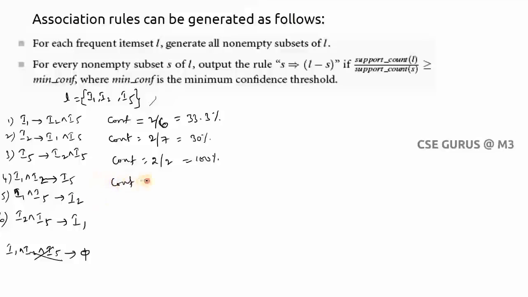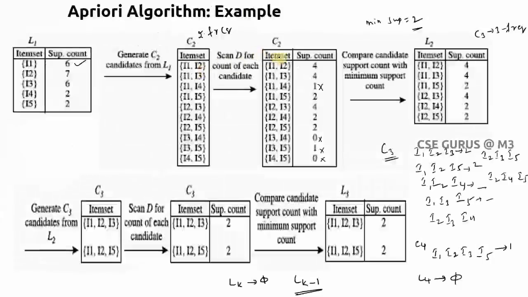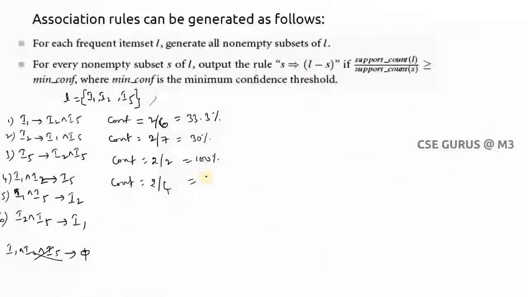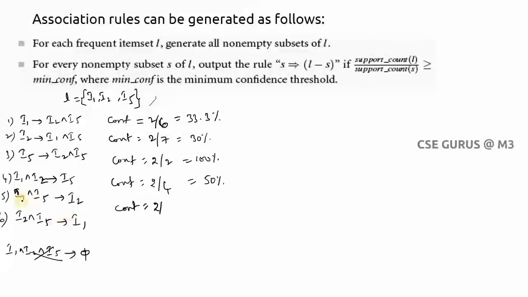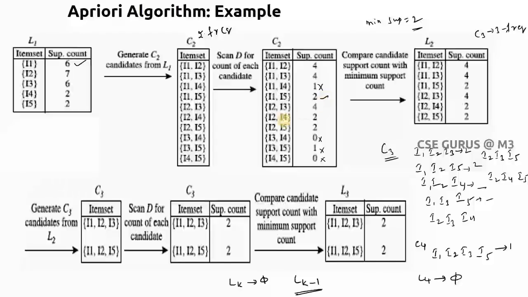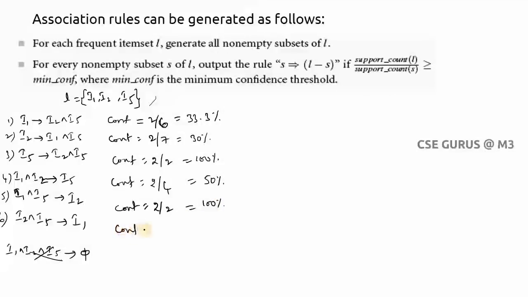Next, confidence is support count of L, 2, by the left-hand side, I1 and I2. We need to check the support count of I1 and I2. The support count is 4. So that is 1 by 2, which is 50%. Next, 2 by, what is on the left-hand side? We need to check I1 and I5. The support count of I1 and I5 is 2 only, 100%. And the last one, support count of L, 2, by I2 and I5, 2, which is 100%. Now we have all these confidence values.